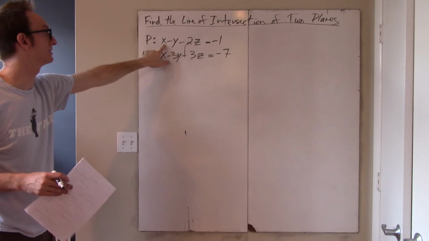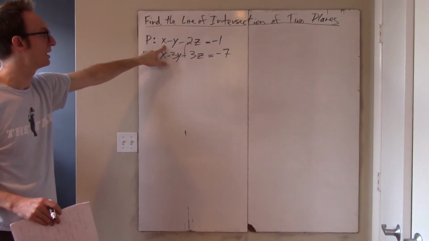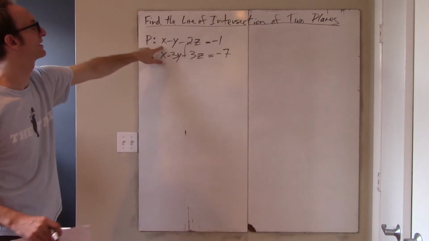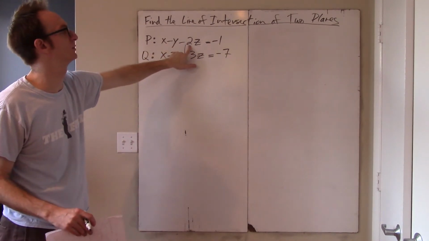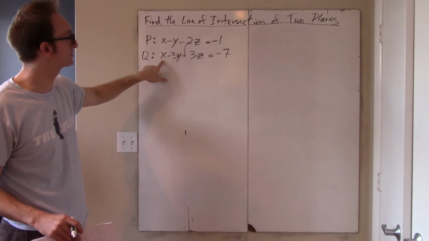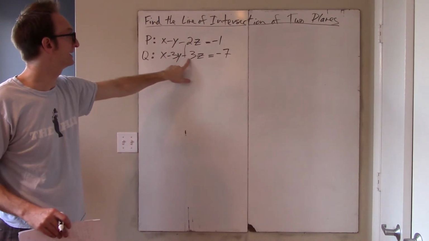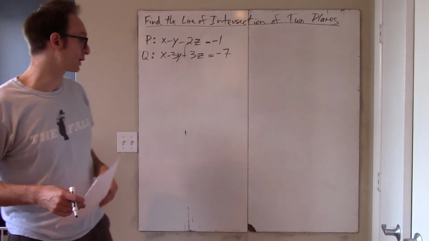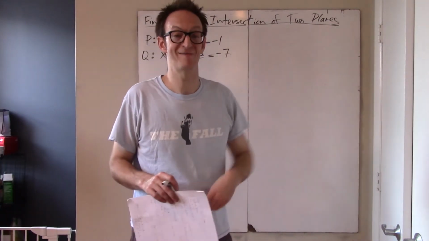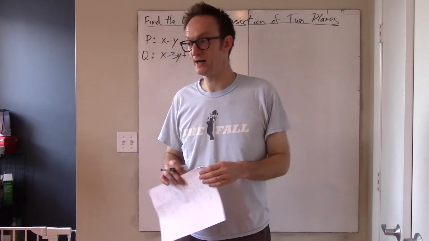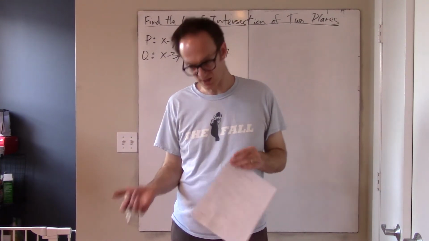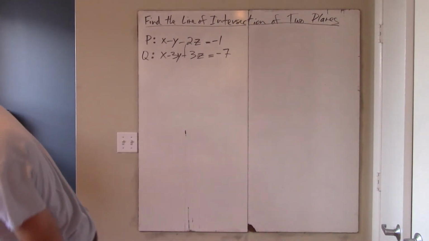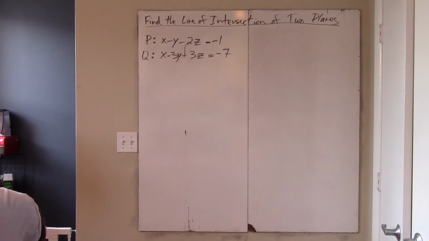Now, if you look at the normal vector to this plane, the normal vector is just formed by taking these coefficients. So the normal vector here is 1, -1, -2. And the normal vector here is 1, -3, -3. And those are just not scalar multiples of each other. Therefore, these two planes have different normals, which means these two planes are not parallel. And so, in fact, these two planes will intersect. Their intersection will be a line, and I want to find the equation of this line.